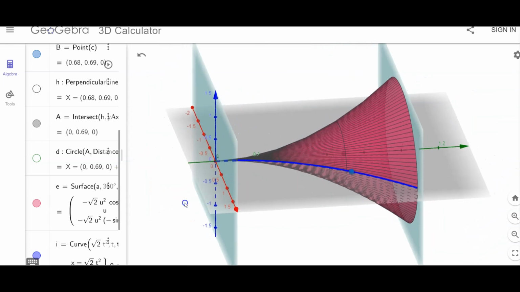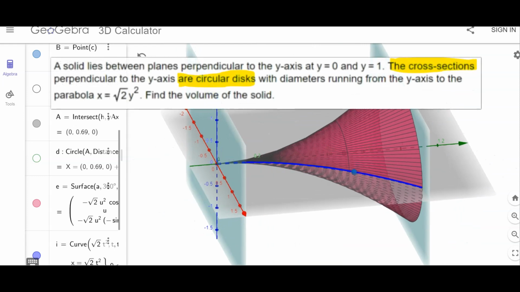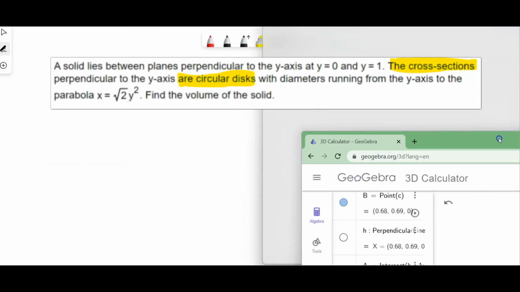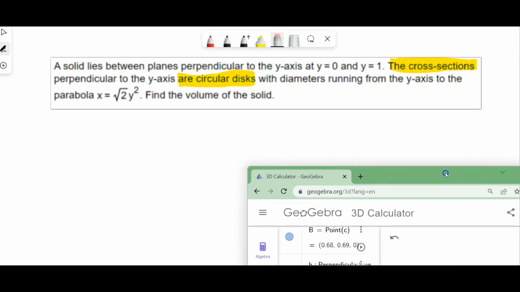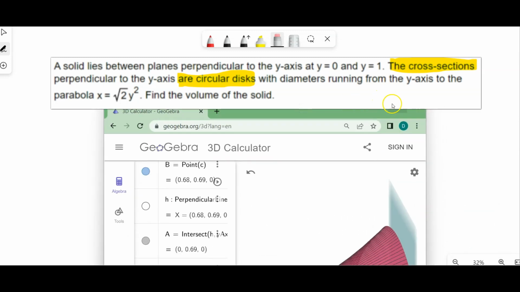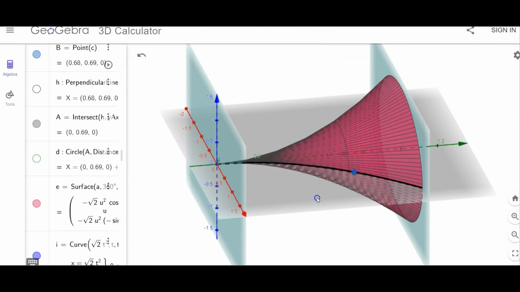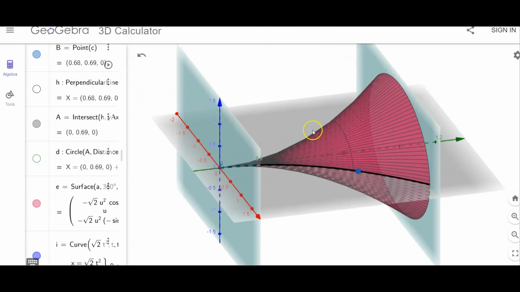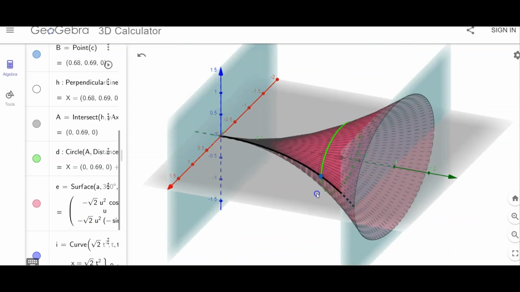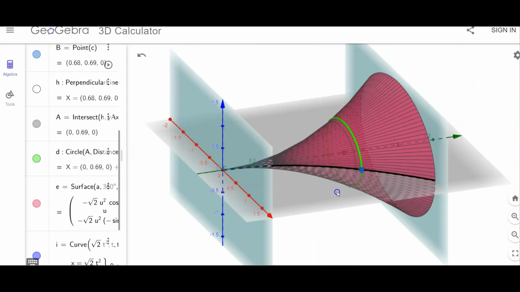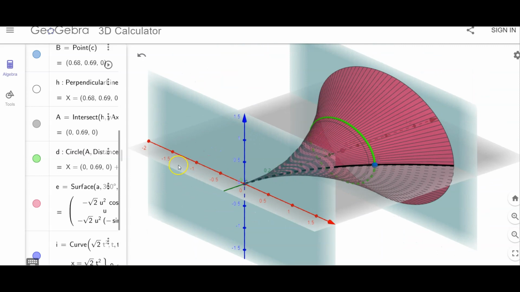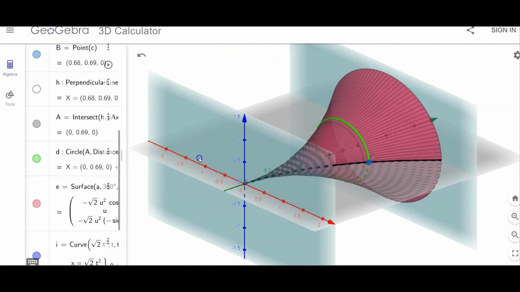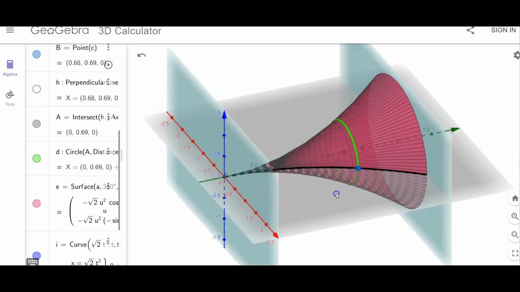So there it is. And then it talks about the cross sections perpendicular to the y-axis being circular disks. Just to give you that visual, if we took this shape and cut it perpendicular to the y-axis, imagine these planes slicing down through there, we would get cross sections that are circles that look like that. These should be circles. It's just the scaling that's making them look like ovals there. It'll probably look a little more circular.